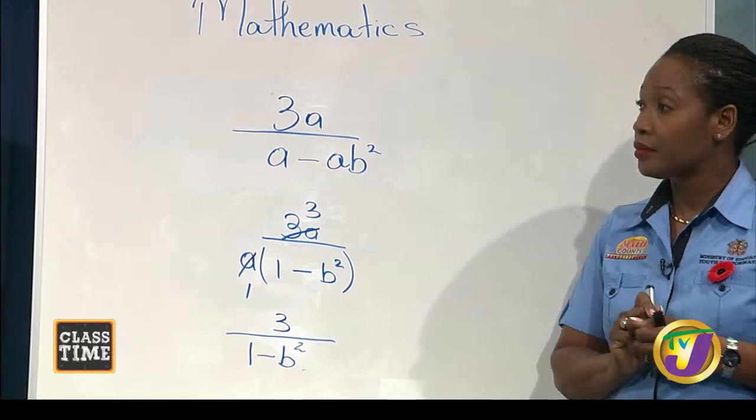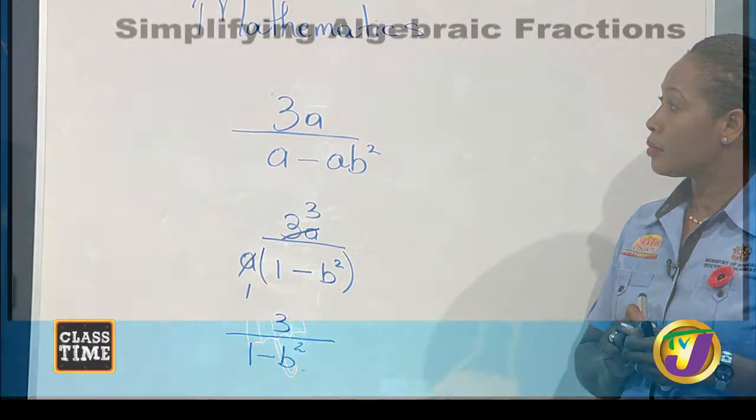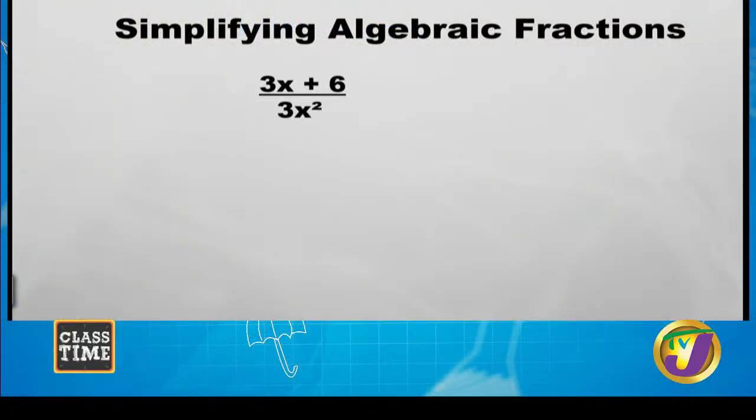But let's take a look at one more just to ensure that we're following. So we have 3x plus 6 all divided by 3x squared.